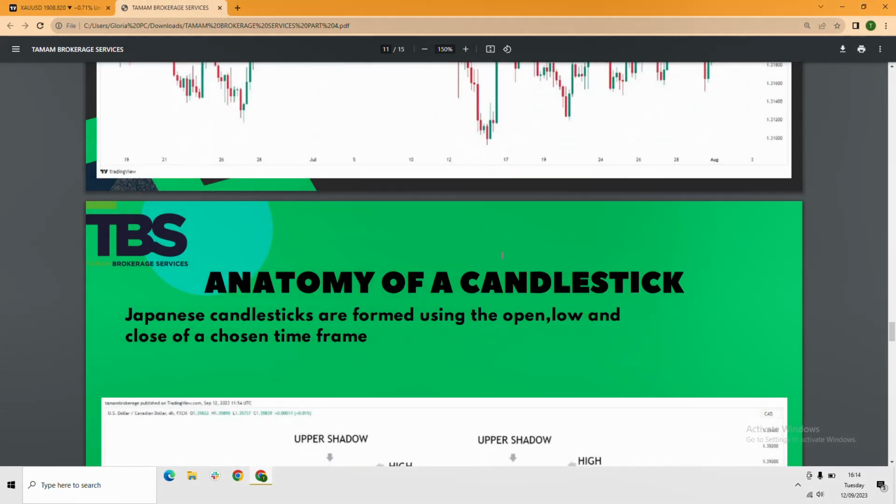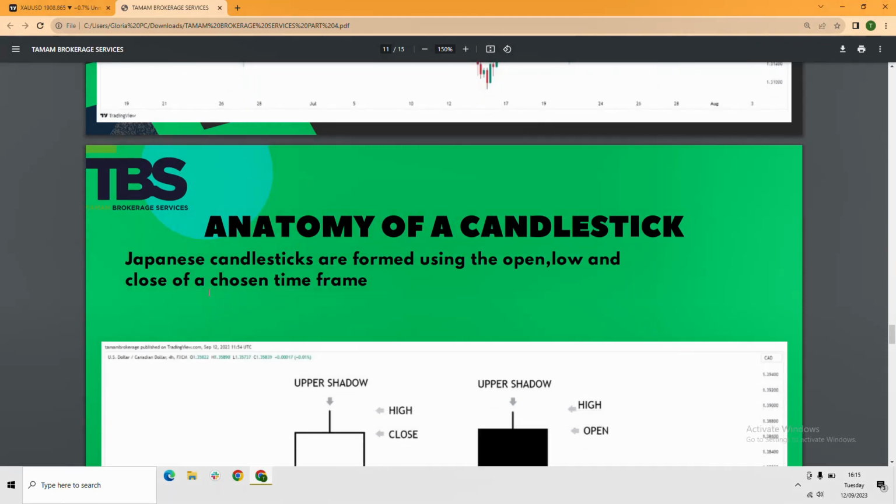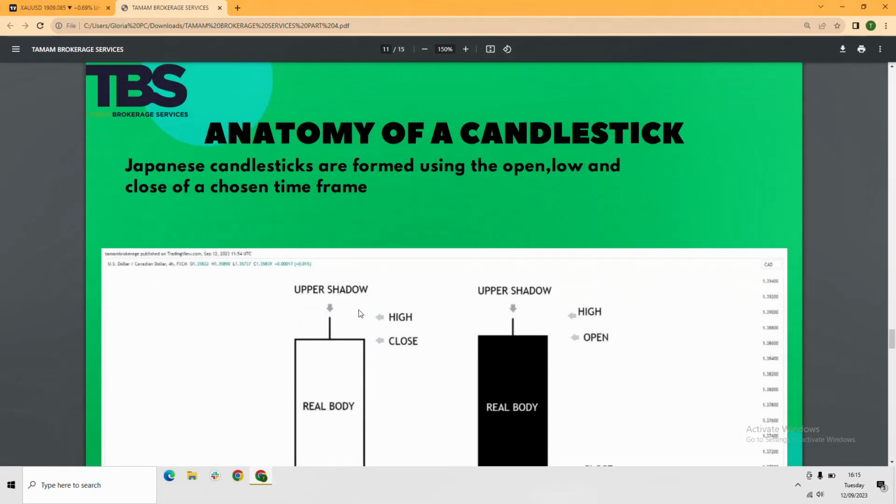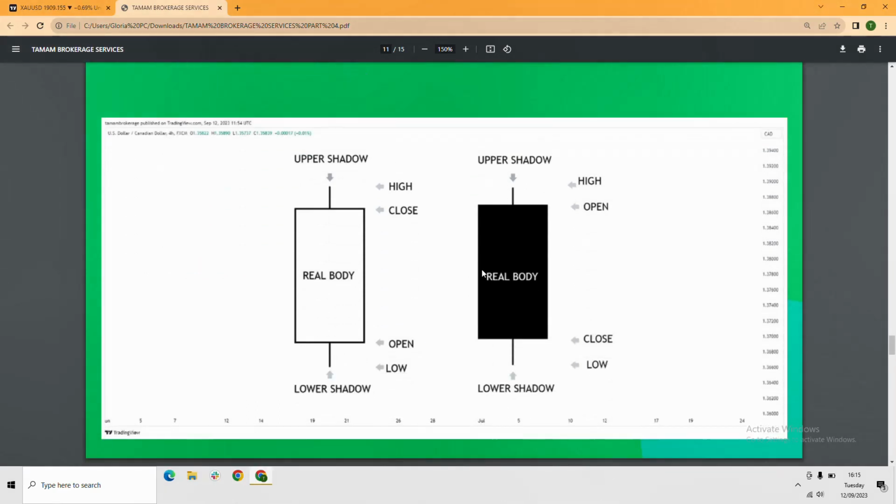Okay, so if we proceed now to dive down into the candles or the candlesticks, looking at the anatomy of candlesticks. With the anatomy of candlesticks, we're trying to say that these are Japanese candlesticks literally. Japanese candlesticks are formed using the open, high, low, and close of a chosen time frame. You understand? So we could have an example like around here, let's say.